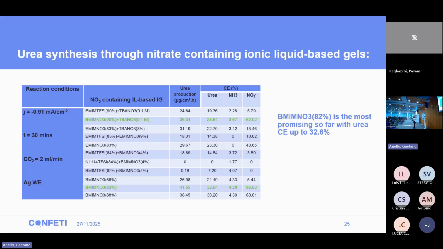After the gels proved to be successfully able to capture CO2, we tried to use those gels also for urea synthesis. So the nitrates were added into the composition of those gels, and using similar reaction conditions, we noticed that the BIMIM-based ionic liquids had the highest selectivity for urea and reached around 30% for some of them. So this is a nice value compared to other literature methods for producing urea.